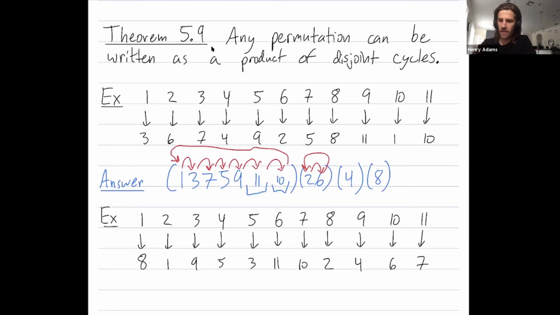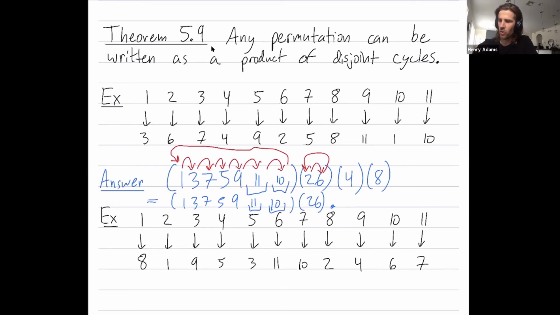So I'm all done, except to say, another great name for this is just (1 3 7 5 9 11 10)(2 6). People often don't write these cycles of length 1. People often just omit them, as we've actually already done earlier. So it's okay if you write those cycles of length 1, but there's no need to.